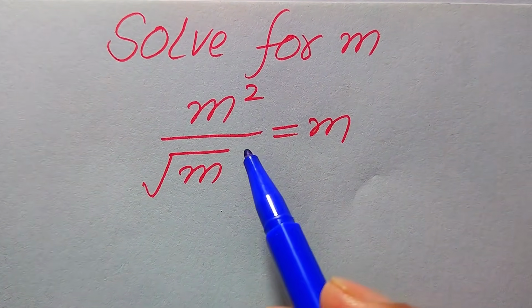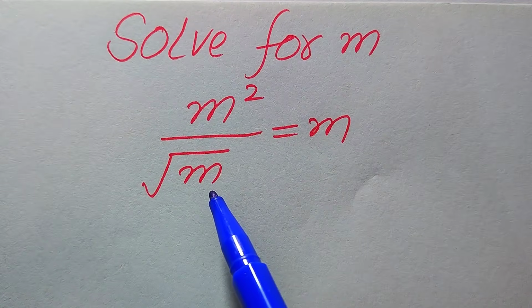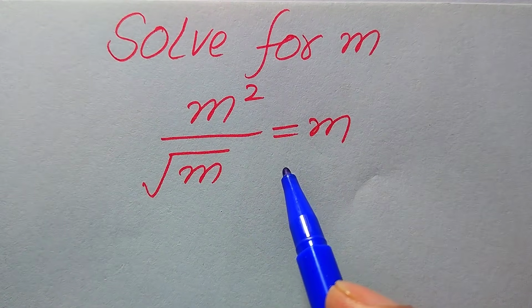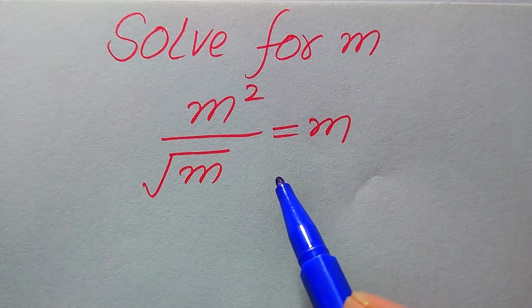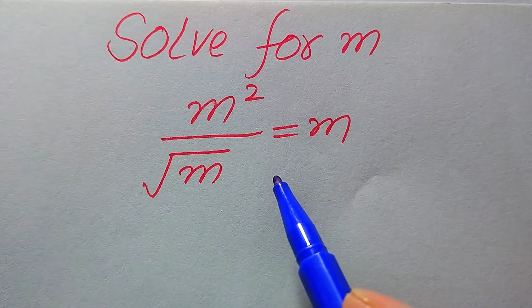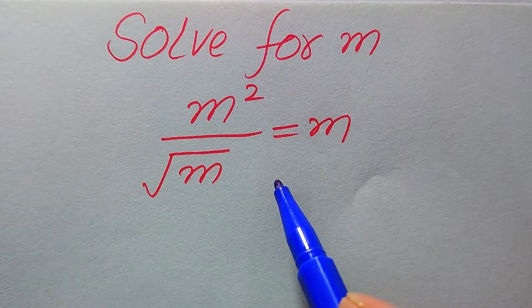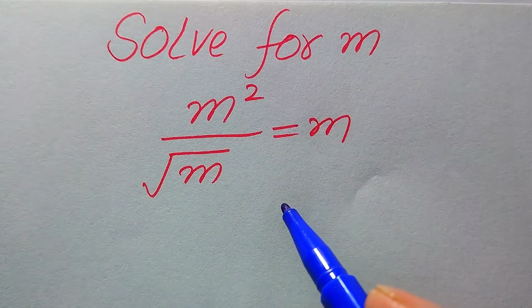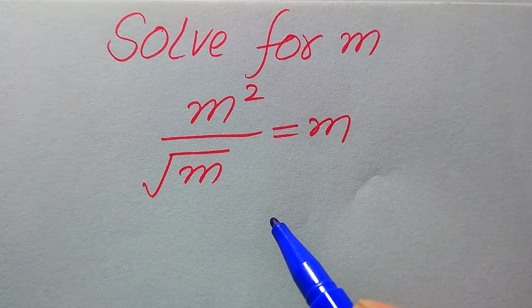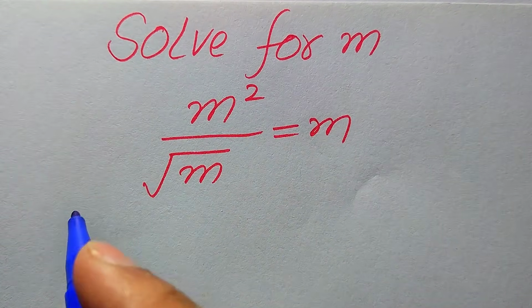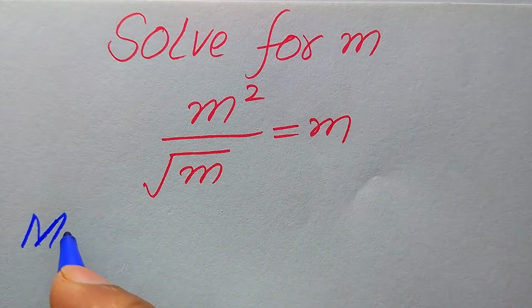So here we have m square divided by square root of m equals m, and we solve this problem for all the values of m. First we need to find all the roots of this equation, and at the last we will verify which of the roots are solutions and which of the roots are extraneous roots. Further, we solve this problem by two methods.